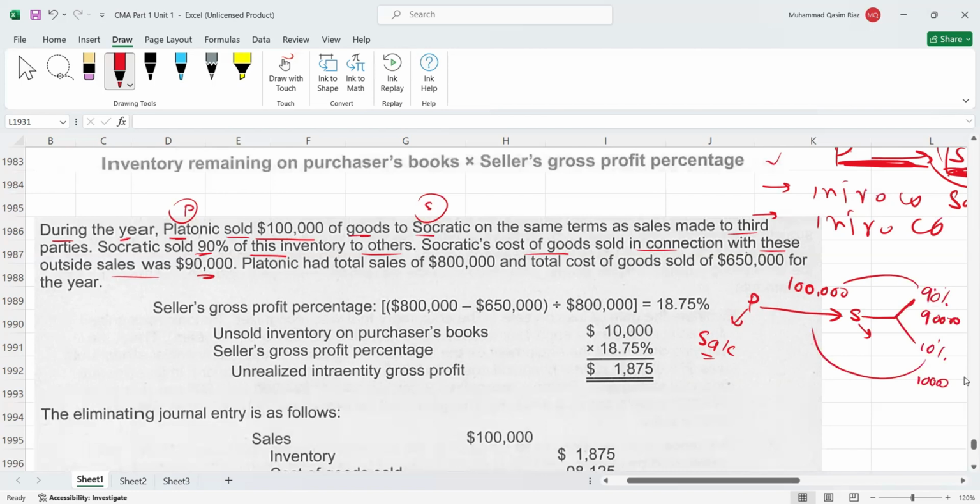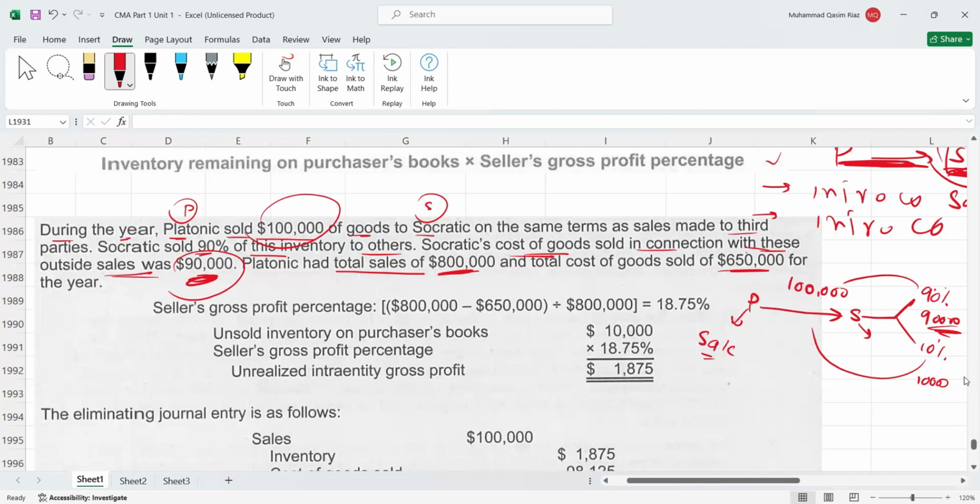Now I need concentration. Now guys, what they are telling us here is the cost of goods sold in connection with these outside sales. This is the outside sale, and it is how much? 90,000. I told you how it is calculated. Now P had total sales of 800,000. This is P's total sales, but intra-company sales are only 100,000. Total sale is 800,000 and total cost of goods sold is how much? 650,000. This is P's information. So guys, how would you work now?